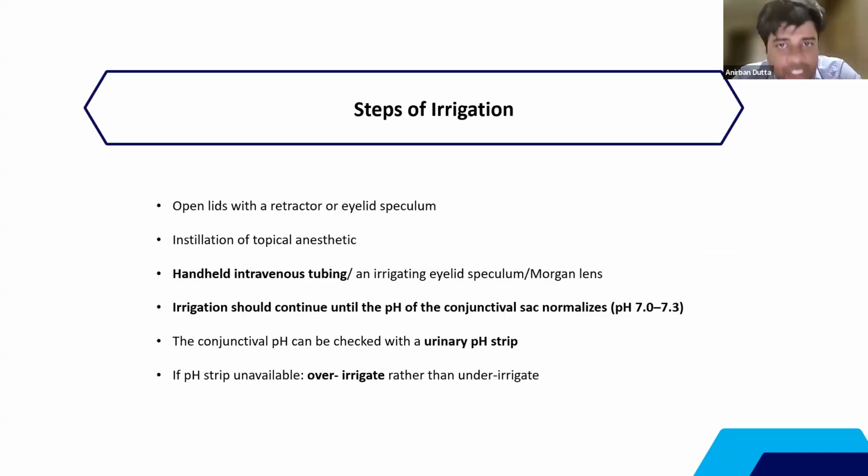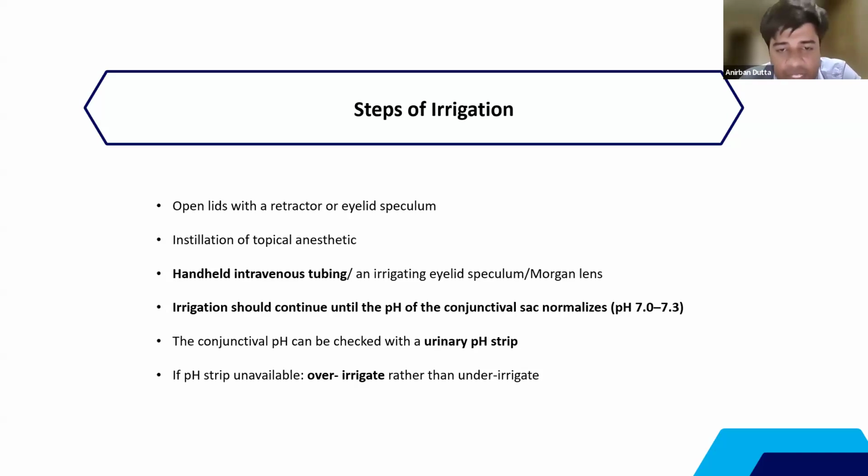How do you irrigate the patient? This is also asked sometimes. You open the lids with a retractor, put a topical anesthetic, use a handheld IV tubing or something known as a Morgan's lens. Morgan's lens is a modified scleral lens which you place over the surface. However, in most centers, we will have the handheld intravenous tubing, which is more commonly used. And you continue irrigating the patient until the pH of the conjunctival sac normalizes.